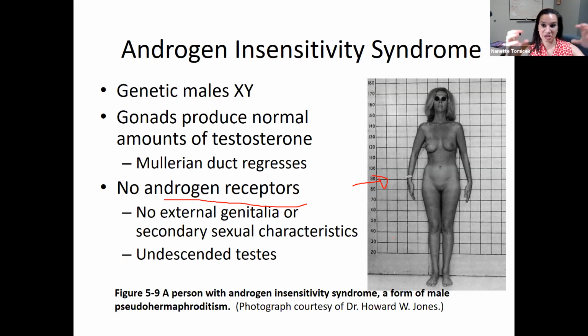Wolffian ducts, and they'll have the male testes, but the external structures actually require the instruction there, right? So there's no receptors. They're not going to be able to differentiate in that way. So what's left is something that looks very female from the outside. They will have testes, they'll just remain undescended. They'll be up in the body cavity where you expect to find ovaries.